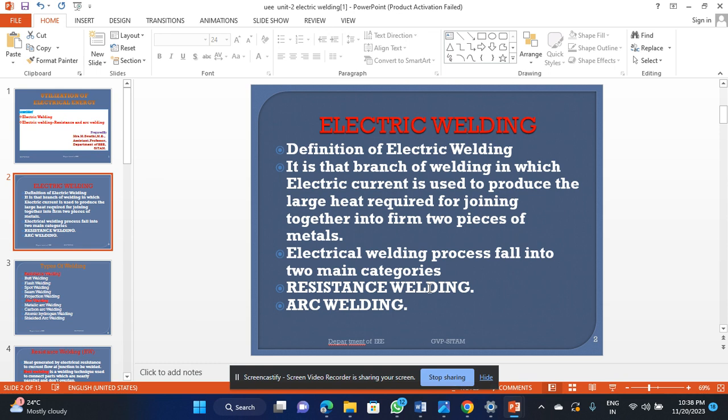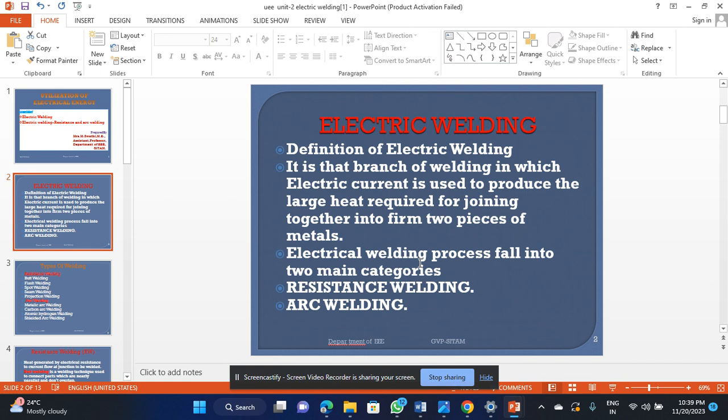Before going to the different types of electric welding, the main categories of welding are fusion welding and solid state welding. In solid state welding, we are not using filler materials; we join two metal pieces by applying external pressure or heat, to achieve coherence. Simply put, the welding process combines the two metal pieces by using heat energy or external pressure. That process is known as solid state welding. So the two main types of welding are fusion and solid state.